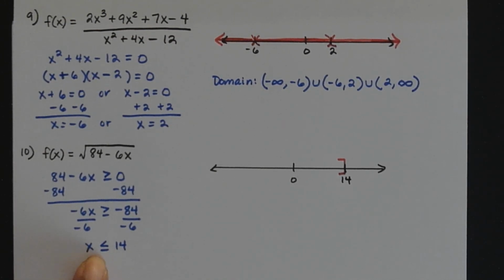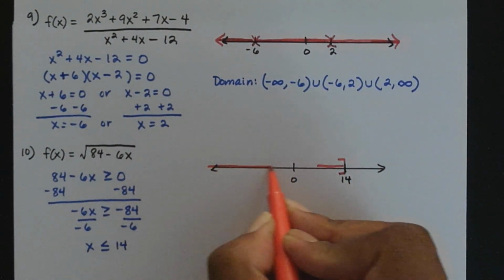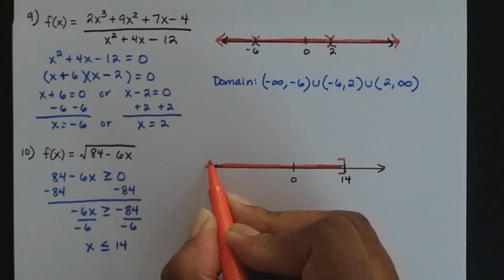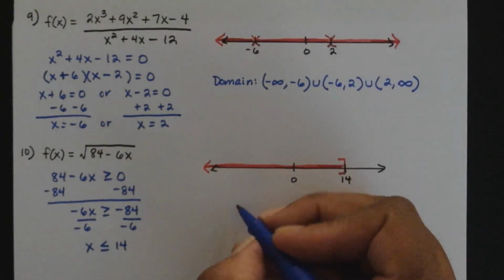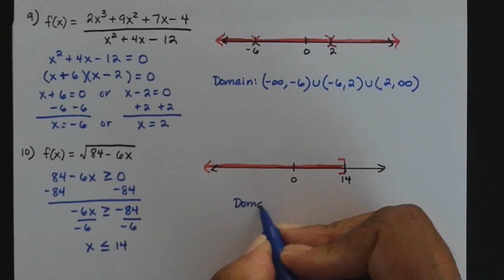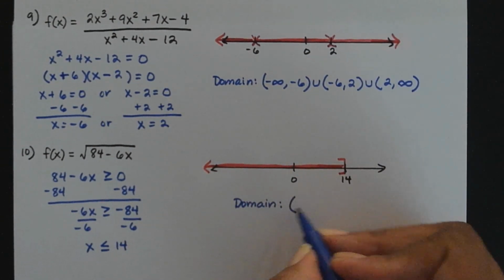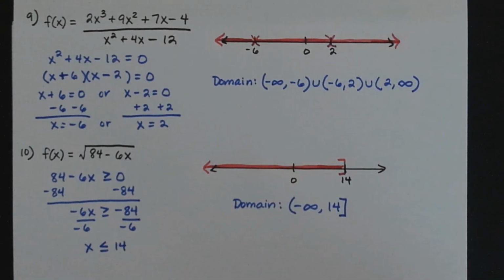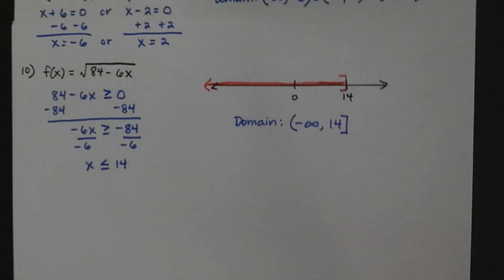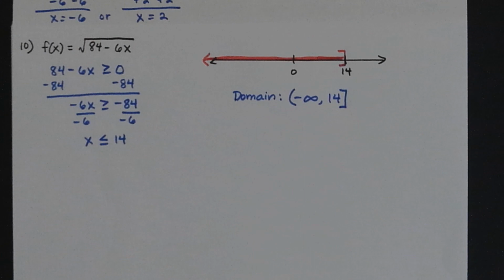Now, notice the inequality symbol points to the left, so that means we shade everything to the left of 14, like this. So the domain of this square root function in interval notation would be everything from negative infinity up to 14, and it does include 14, so we use a right bracket at 14. All right, questions on number 10?